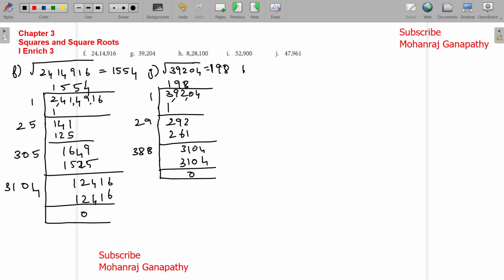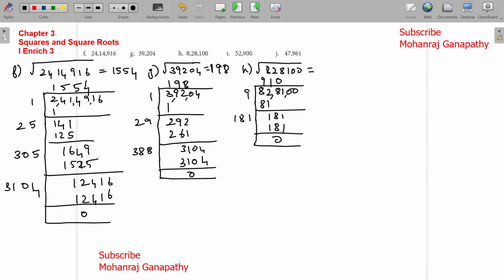198. H. Square root of 828100 is equal to 828100. Two digits. 9 nines are 81. Remainder 181. 9 twos are 18. 1 into 181 is 181. So for 20 you can add only 10. So the answer is 910.